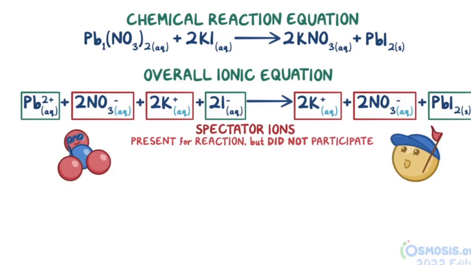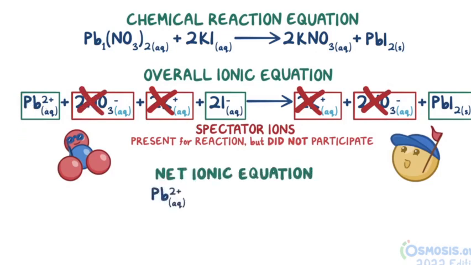We go to our overall ionic equation and cancel out the two potassium ions on the left with the two potassium ions on the right. We can also cancel the two nitrate ions on the right side with the two nitrate ions on the left side. This leaves us with our net ionic equation, which tells us the exact combination of ions that actually happened during our reaction. Notice how the net ionic equation is already balanced.